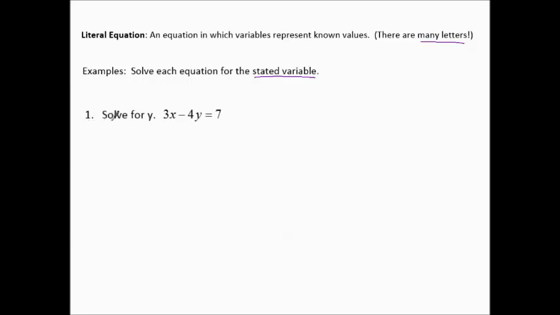So let's look at number 1. We want to read the directions. It says solve for y. So in this equation, we want to get y by itself. By the end of the equation, we want it to say y equals. So let's look at how we can do that.